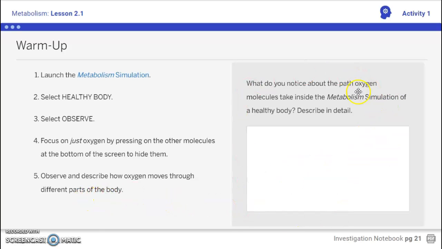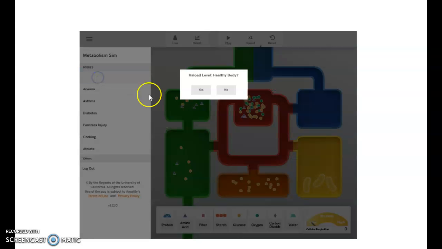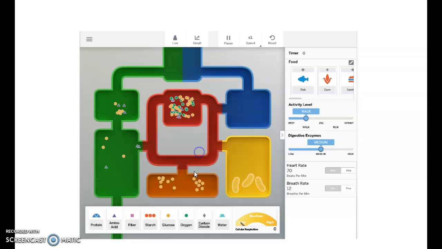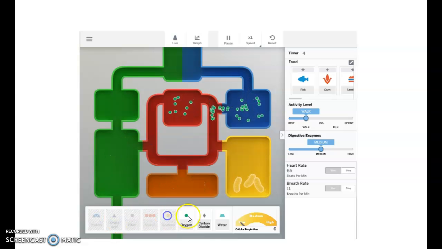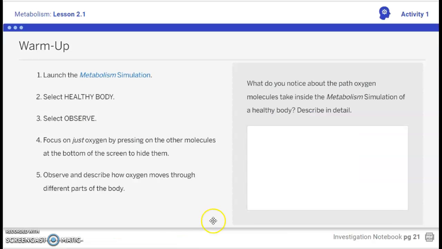So you're going to just explain and describe in detail what you see happening to the oxygen molecules within the body, and that would be, of course, a healthy body. So you'll click healthy body, observe, and then you're going to click all of these other molecules down here at the bottom except for oxygen and just focus on what happens to oxygen. So you'll want to pause the video here to go ahead and do the warm up.